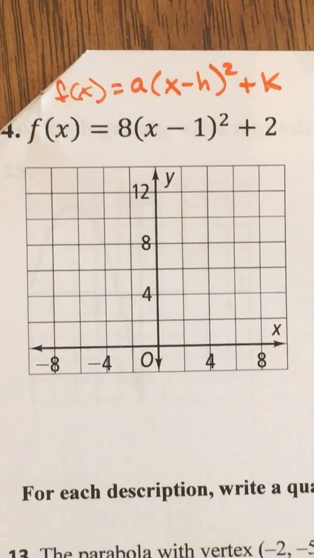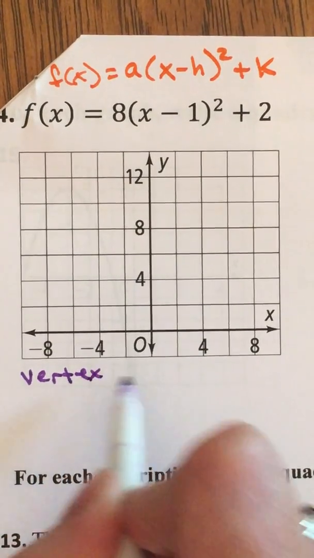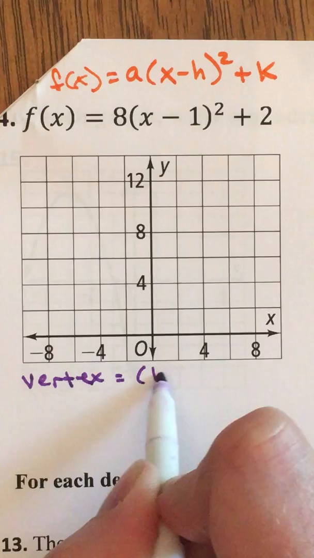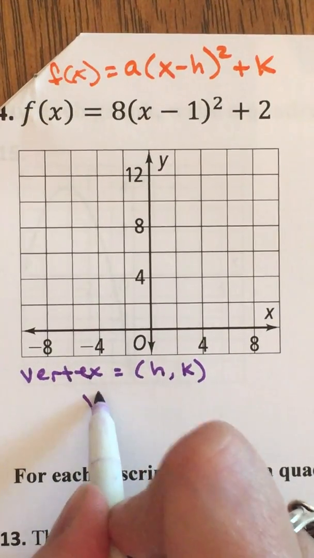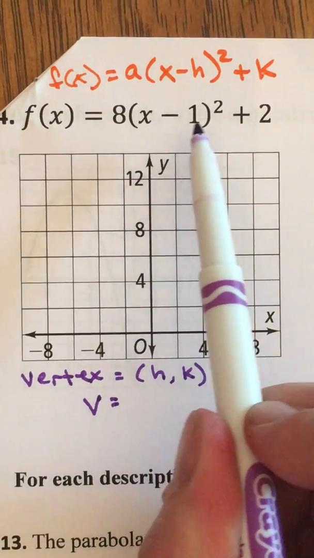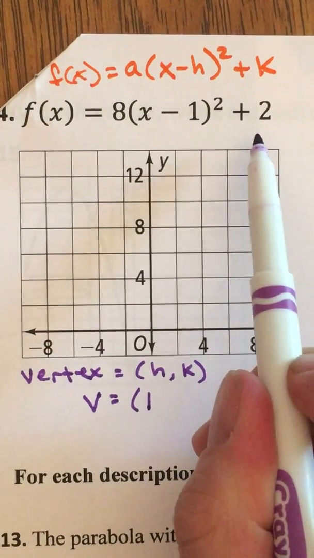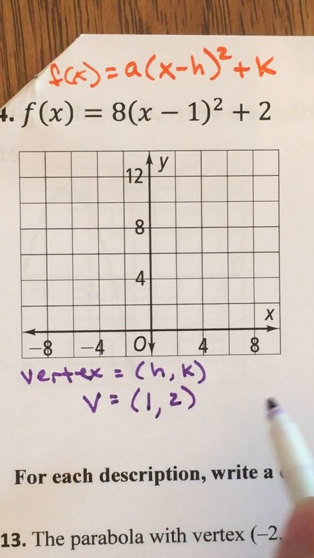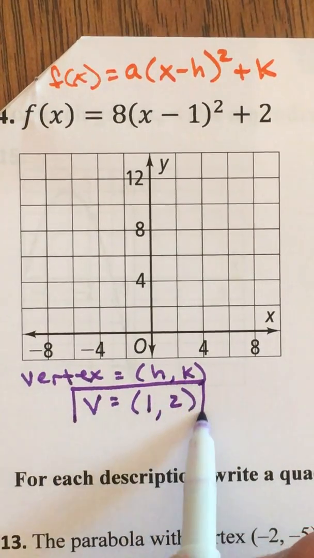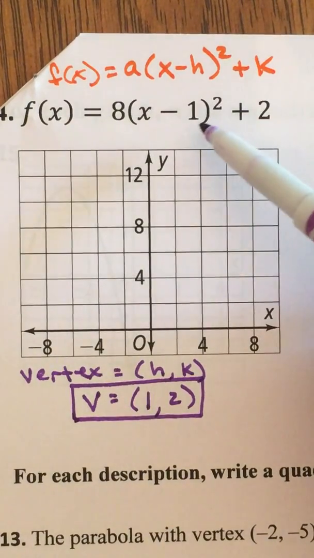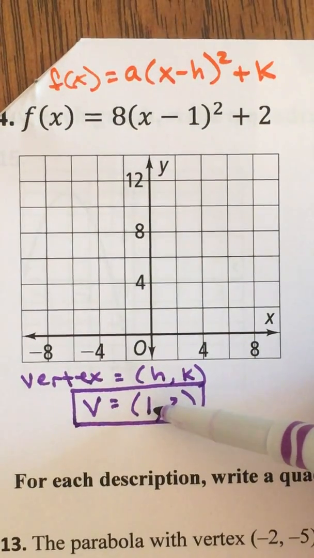And then we can go and grab our vertex. So the vertex, we remember, is the coordinate point h and k. What's your vertex for this equation? H is 1 and k is 2. Remember, your h is opposite of the sign in the equation. So this was minus 1. So our h will be a positive 1.